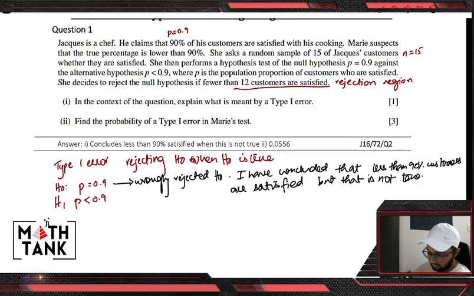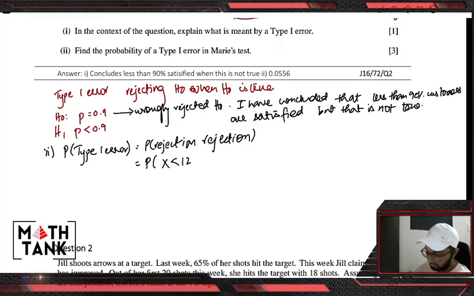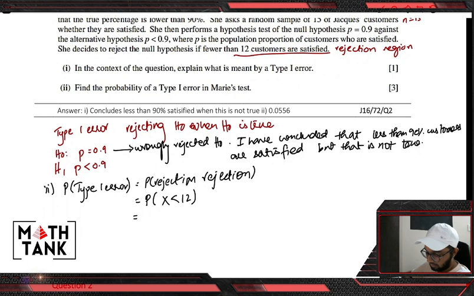Okay, that's the simple idea of a type 1 error. It says find the probability of a type 1 error. So a type 1 error is basically the probability of the rejection region, or we also call it the true significance level. The rejection region is fewer than 12, so I'm just going to write X is less than 12, or I could write X is less than or equal to 11. N is 15, P is 0.9, so I can't go on and calculate 11, 10, 9, 8, 7, 6, 5, 4, 3, 2, 1. That's going to be a long calculation.